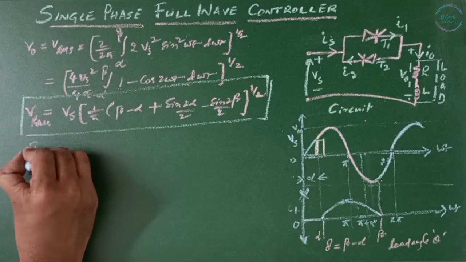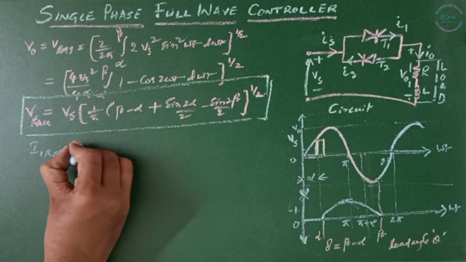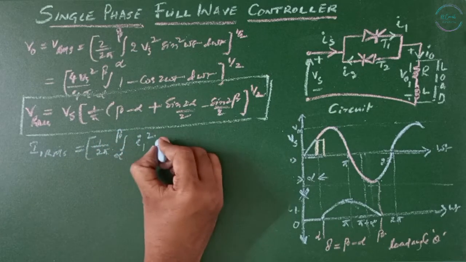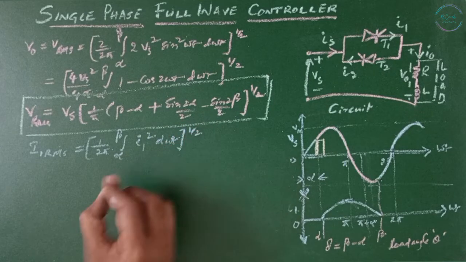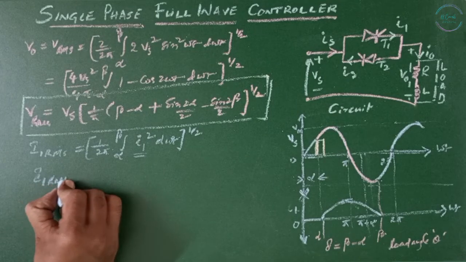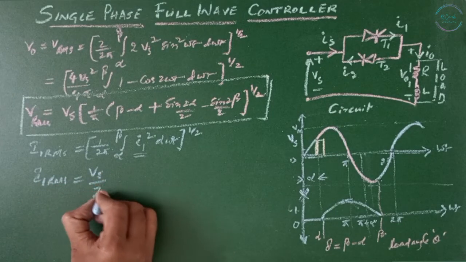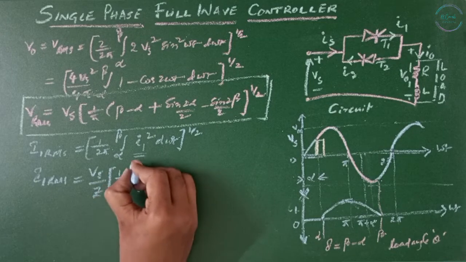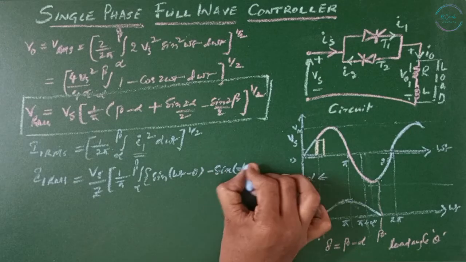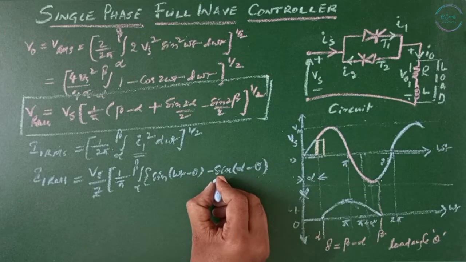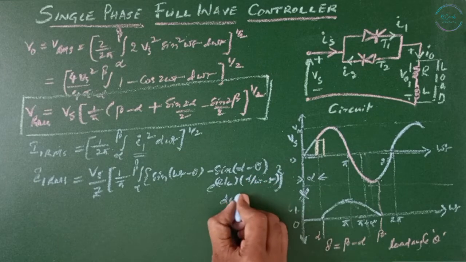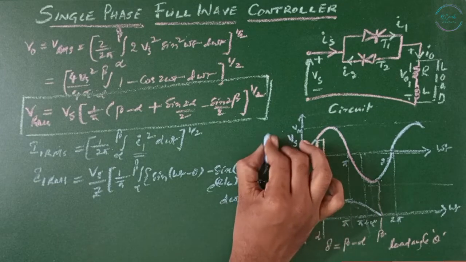RMS thyristor current I1 RMS is given by the square root of 1 by 2 pi integral alpha to beta I1 square d omega t. We know the value of I1 from equation number 2. Substituting that here, I1 RMS equals Vs by Z times the square root of 1 by pi integral alpha to beta of [sine(omega t minus theta) minus sine(alpha minus theta) e to the power of R by L (alpha by omega minus t)] squared d omega t.